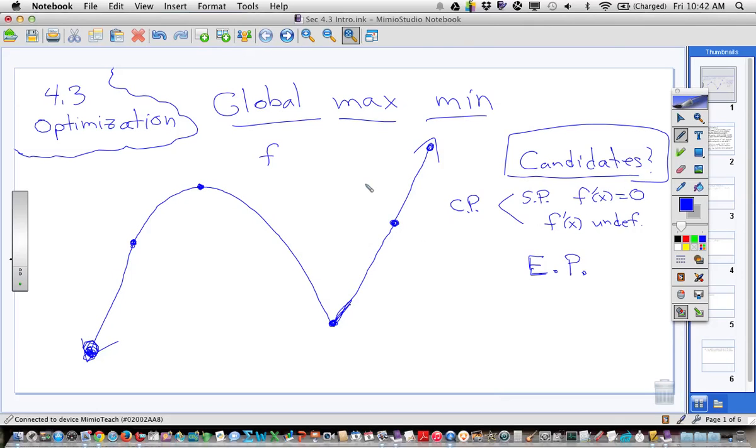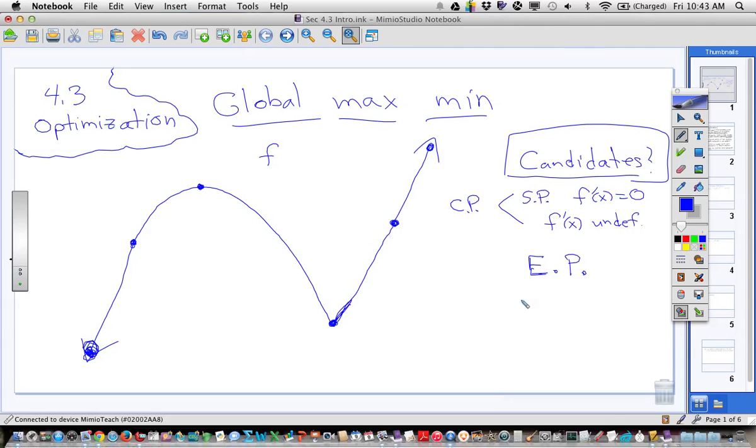Now, we got to talk about this idea of a list of candidates, though. What happens if you don't have any endpoints? Well, if you don't have any endpoints, you can't really count infinity as an endpoint. Not really. We'll talk about that here in a minute. We can kind of act like it's an endpoint. But if you don't have any endpoints, and maybe you don't have any place where the derivative is 0 or undefined, now you probably have one of those. Like, say, a parabola. You'd have one stationary point in a parabola. And if there were no endpoints, you'd have a minimum but no maximum.